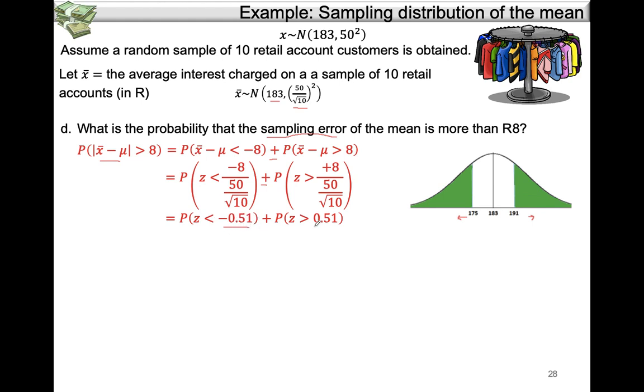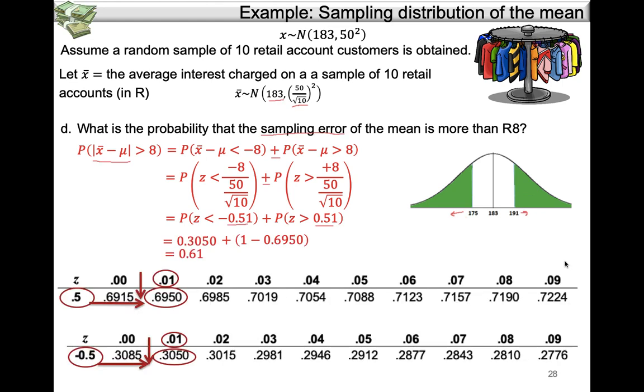From the tables, we find the two probabilities, we substitute them and find that our final answer is 0.61. So the probability of Z greater than 0.51 will be 1 minus the probability of Z less than 0.51. So that will be 1 minus 0.6950. And we have our final answer as 0.61.